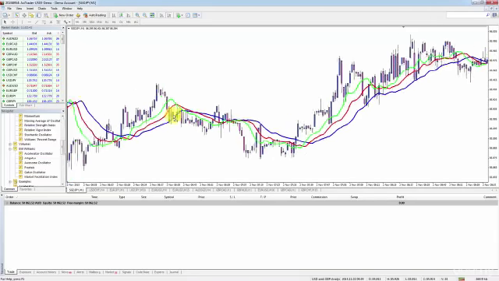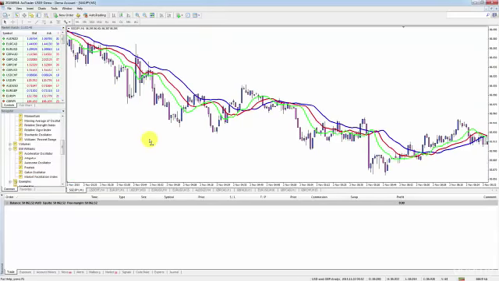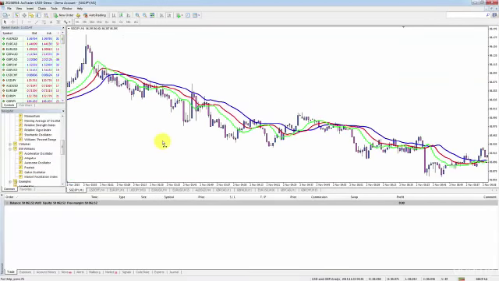So there we go. That's a small story, small fairy tale about the alligator and how it came to be back in the 1980s/1990s. And in the next tutorial, we will talk about the fractals indicator.